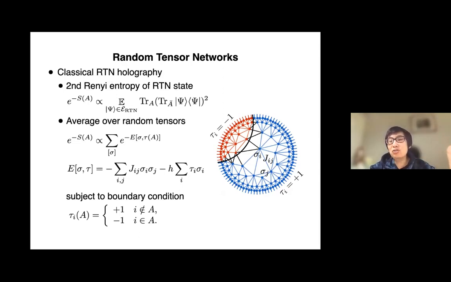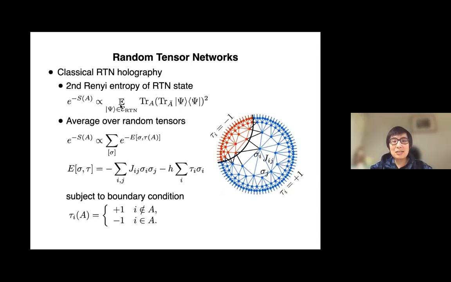Classical means the bulk geometry is classical, meaning that you can't really fluctuate the geometry. So you have a fixed bond dimension, but the tensors are random. But based on that kind of model, one can already evaluate, for example, the second Renyi entropy of the random tensor network state.